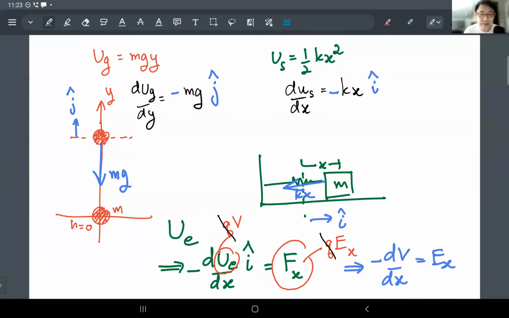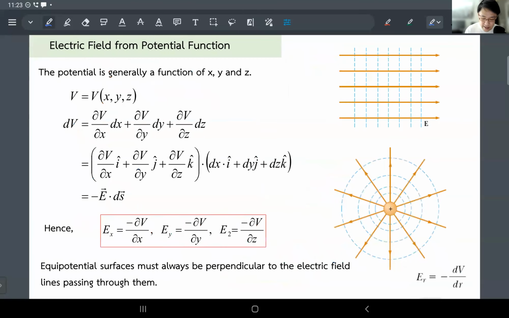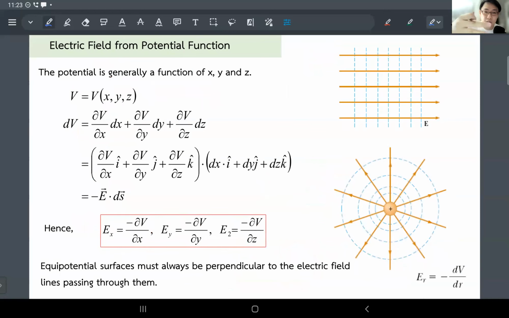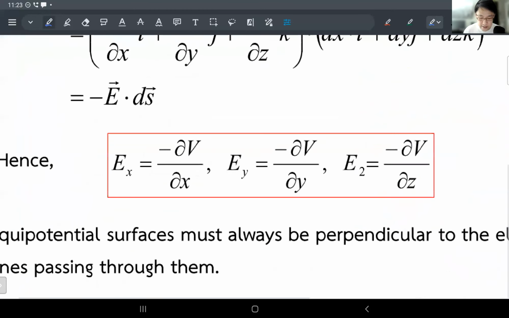So what I'm trying to say is this. If you are given a potential function, by taking the derivative with respect to the coordinates, you will get the electric field pointing in that direction after slapping the negative sign. That's it. You are done, guys. Got that one? And here's the conclusion right there. See? Isn't that nice? For those of you that want to dig into how to derive this, you can read through this, but that's what it is.